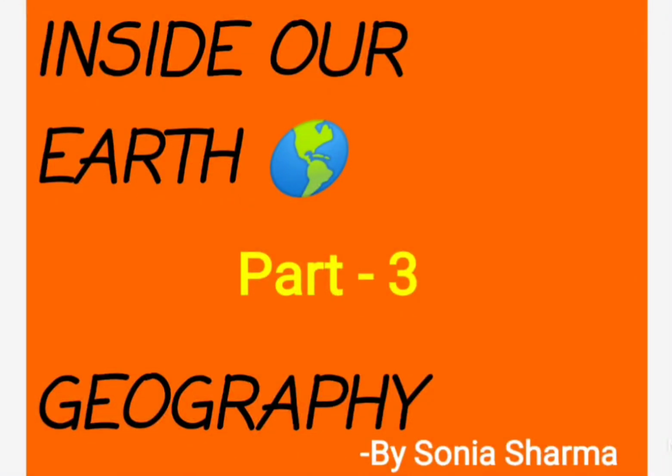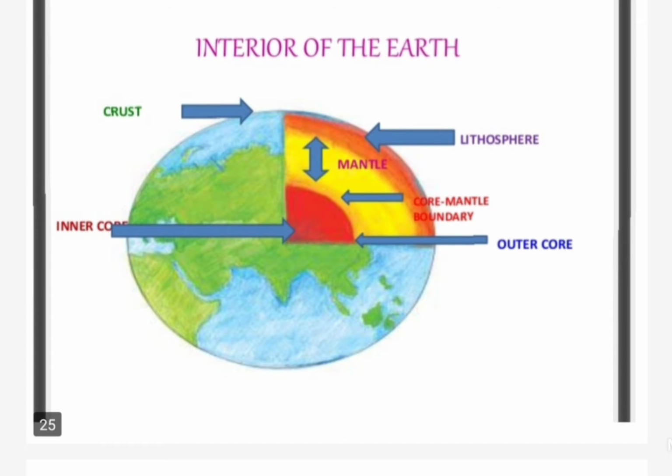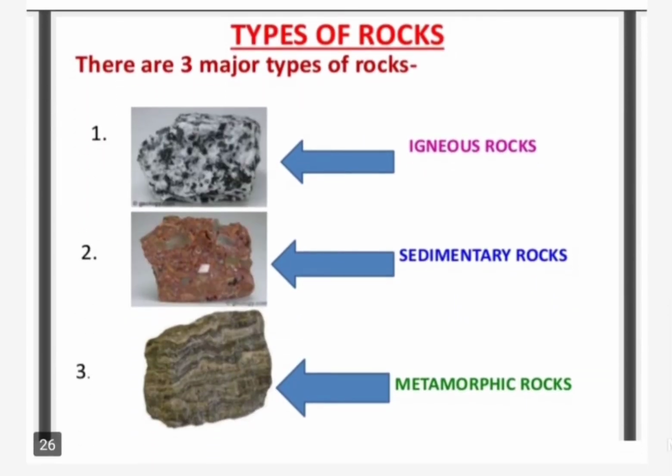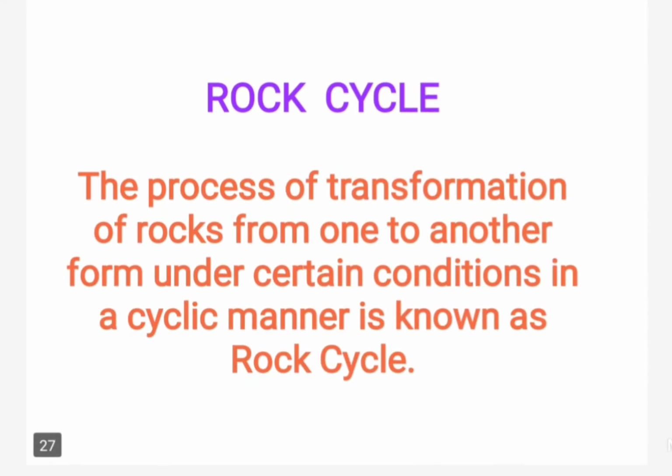This is the third video of the second chapter of geography, that is Inside Our Earth. In my previous videos, I have told you about the different layers of the earth and different types of rocks that we find on Earth's crust. In today's video, I'll explain to you about the rock cycle.